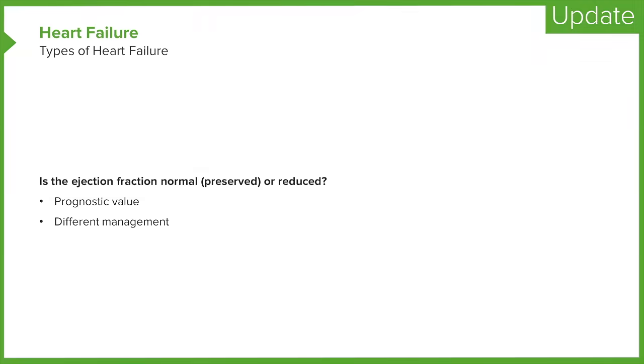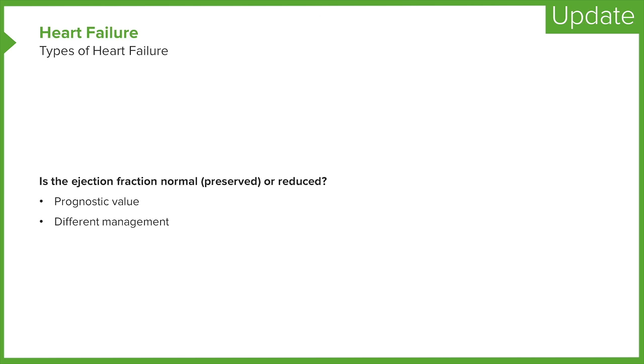Patients with chronic heart failure can be divided into two broad categories based on whether their ejection fraction is normal or reduced. These two categories are heart failure with preserved ejection fraction, called HFpEF, and heart failure with reduced ejection fraction, called HFrEF.